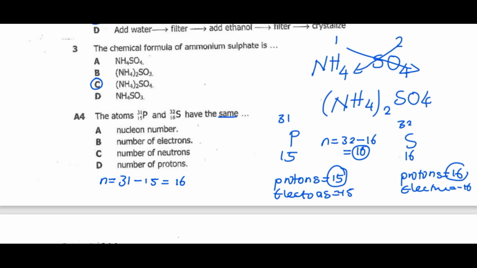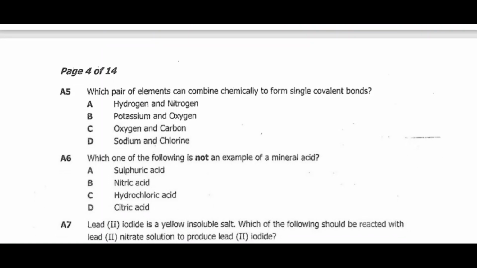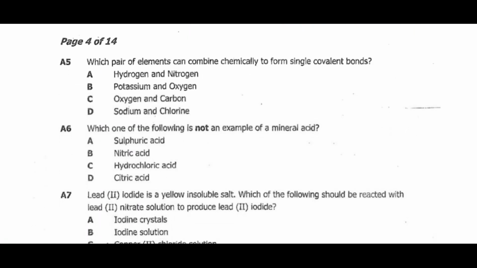So we can see by calculation that these two elements have the same number of neutrons. So our answer is just C. Now we move on to question 5. Which pair of elements can combine chemically to form single covalent bonds?